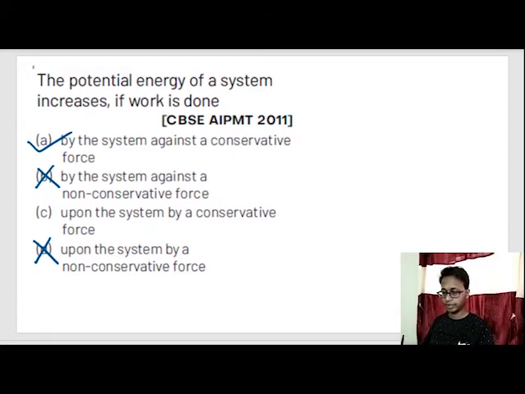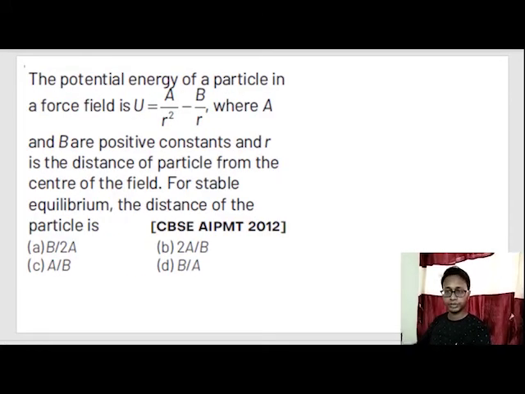Now let's read the next question. The potential energy of a particle in a force field is given by U equals A by R square minus B by R, where A and B are positive constants. R is the distance of the particle from the center of the field. For stable equilibrium, the distance of the particle is, wow, for stable equilibrium.